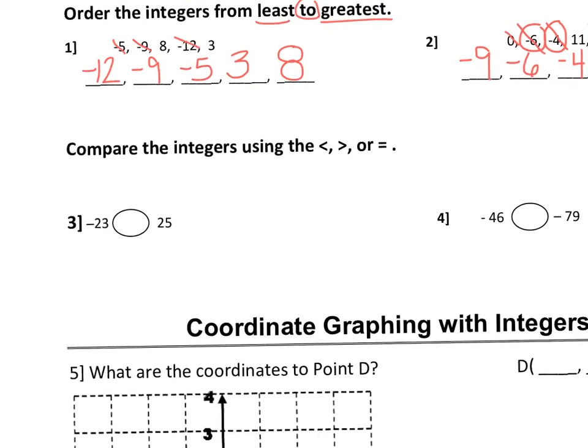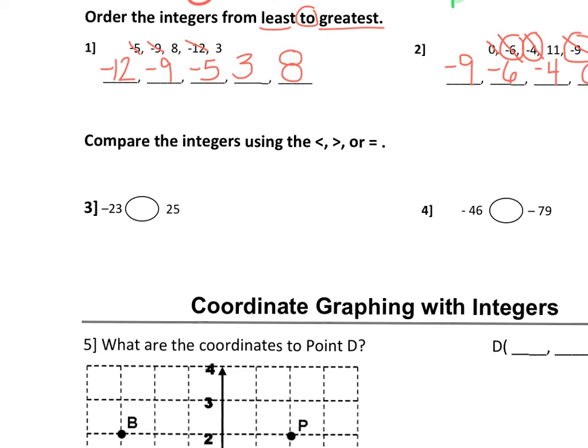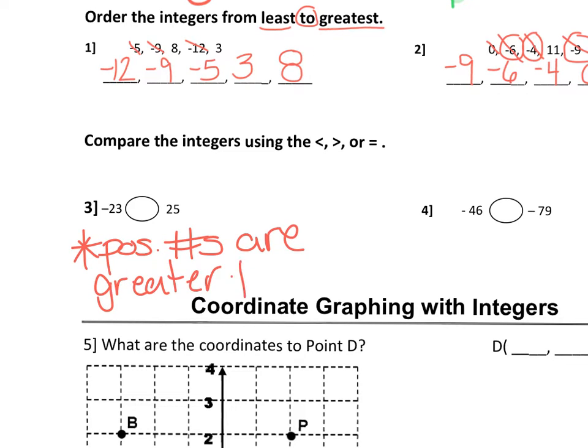All right, now we're going to look at comparing just the integers. And remember, we're going to use the alligators. So remember, the alligator eats the bigger number. So here we're going to compare negative and positive. So here, positive numbers are greater than negative numbers. Okay, so therefore, our alligator should be eating that 25.